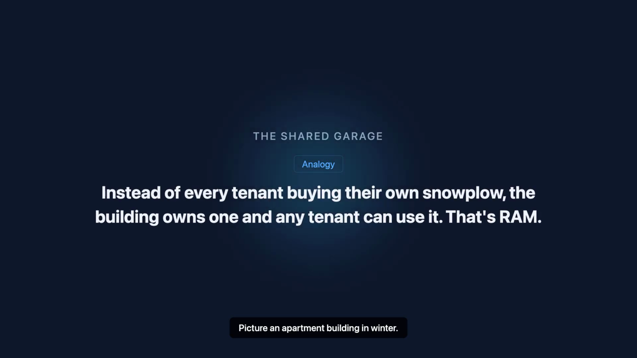Picture an apartment building in winter. Instead of every tenant going out and buying their own snowplow, the building owns one in a shared garage, and any tenant can grab it when they need it. That's RAM: one transit gateway, one set of subnets, one license configuration, sitting in a shared garage that any account in the organization can pull from. The alternative is a tangled mess of VPC peers and duplicate resources, which is exactly what RAM exists to avoid.